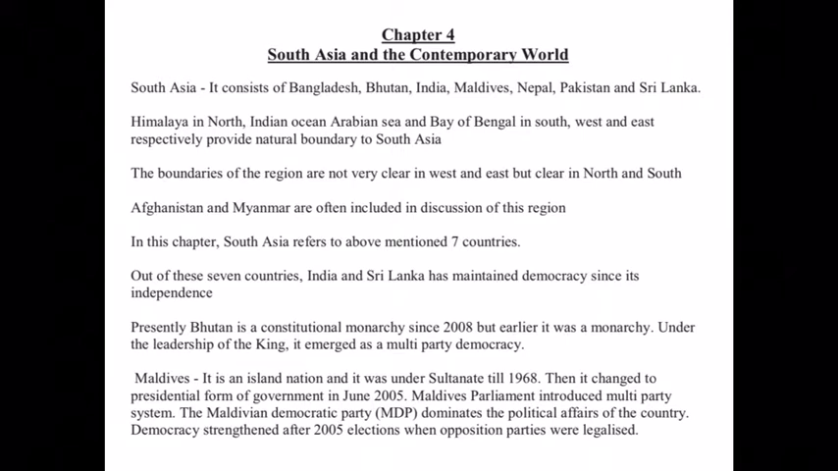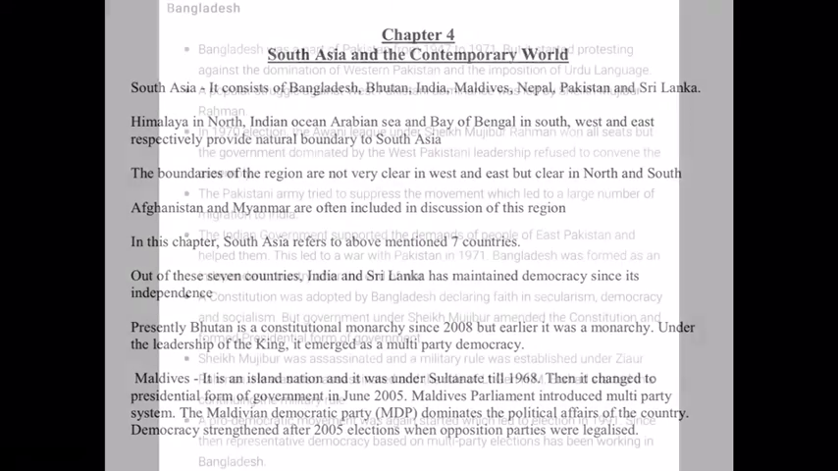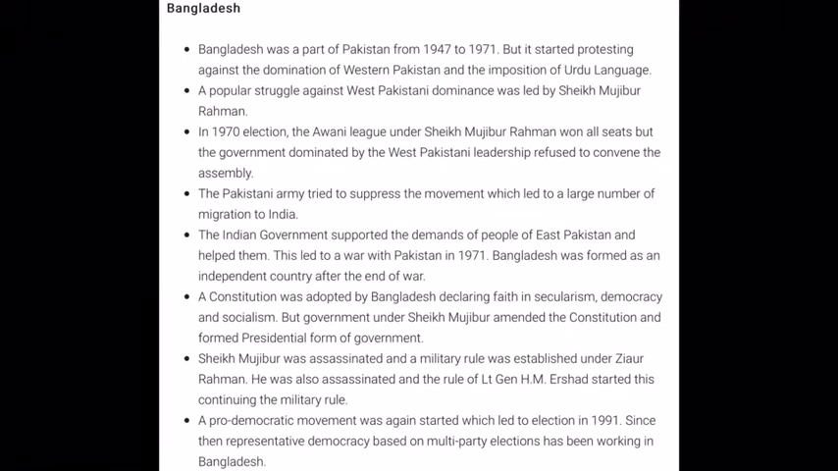So this is regarding Maldives, and Bhutan and the rest of the countries I have told you, we will be discussing in detail. So let us discuss Bangladesh today along with this topic. Let us start with the history of Bangladesh.